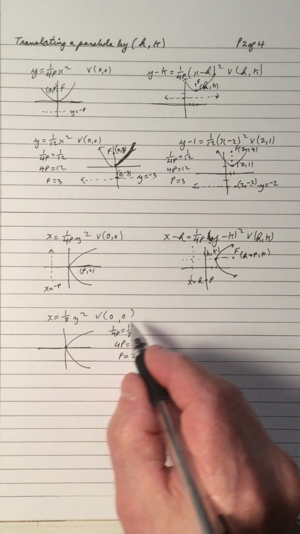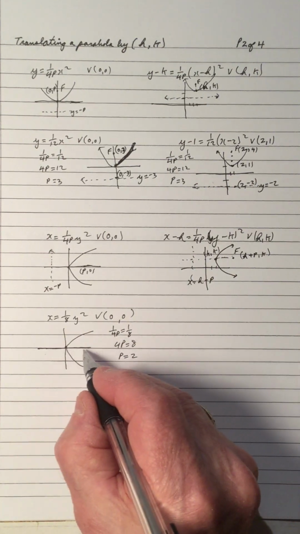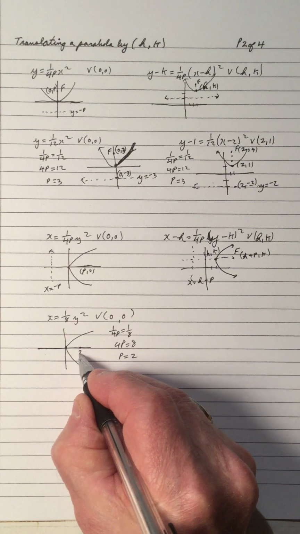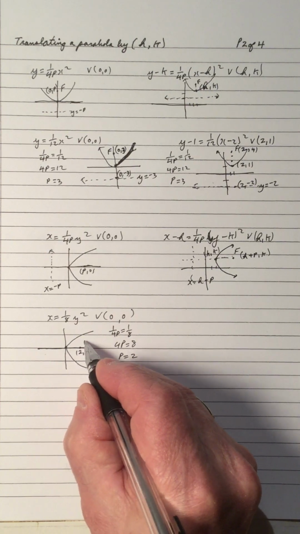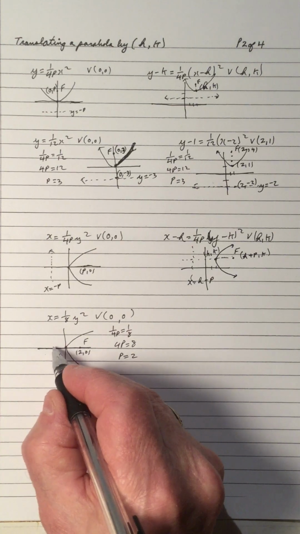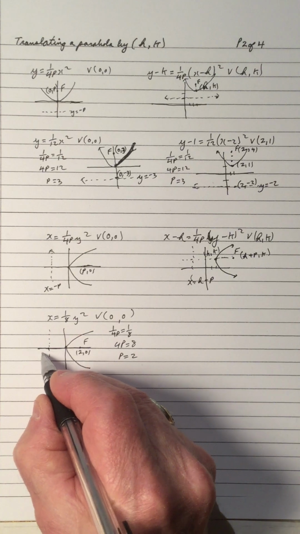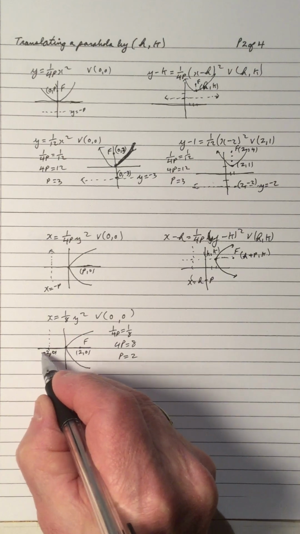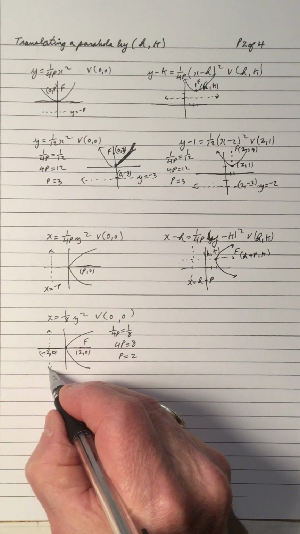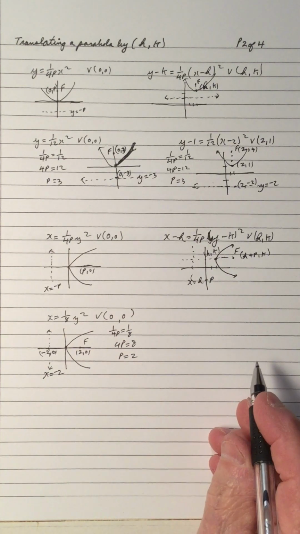That means the focus is on the axis of symmetry, so this point here is 2, comma 0, which is the focus. And the directrix, if that's 2 units to the right, this is 2 units to the left. So this point here is negative 2, 0. So this directrix, this broken line, is x equals negative 2.